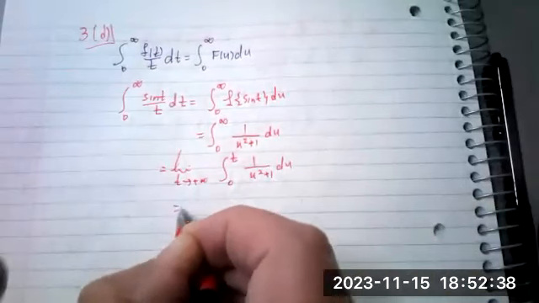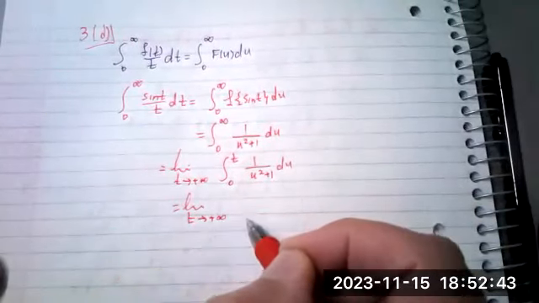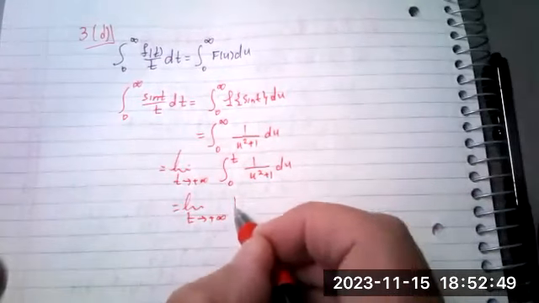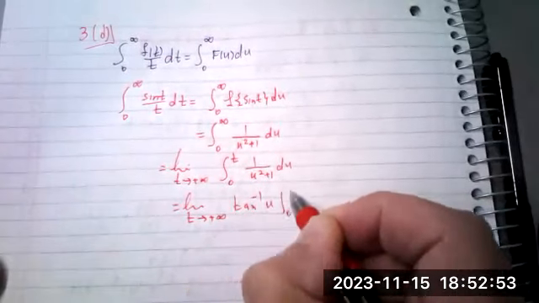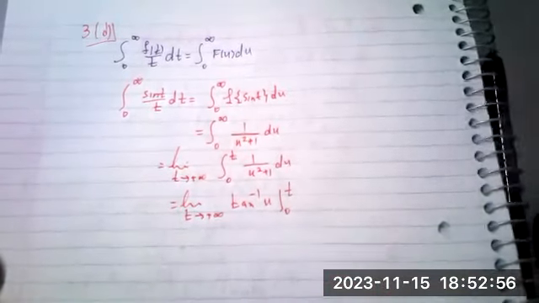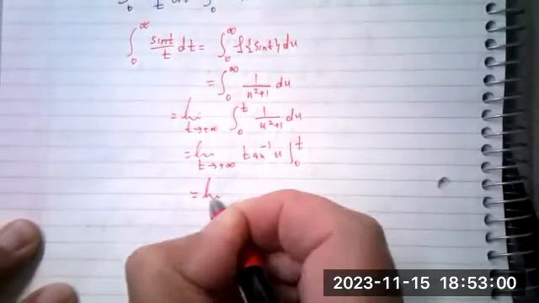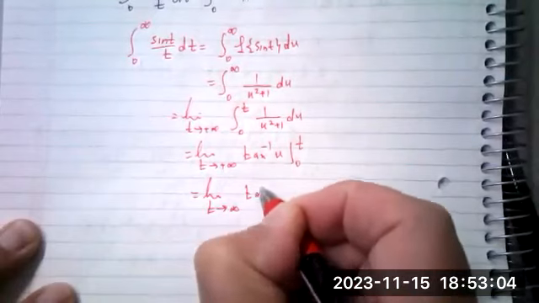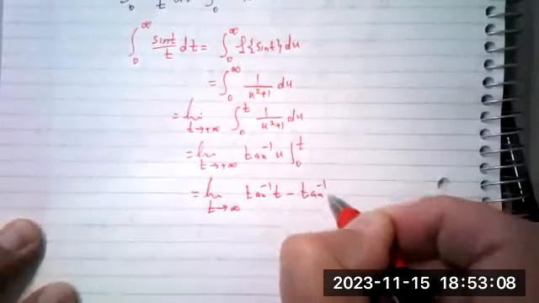What's this integral? Give us a function whose derivative is 1 over 1 plus u squared. Tan inverse, very good. It's going to be tan inverse of u from 0 to t. Substitute and take the limit. So it's the limit as t goes to infinity of tan inverse of t minus tan inverse of 0.